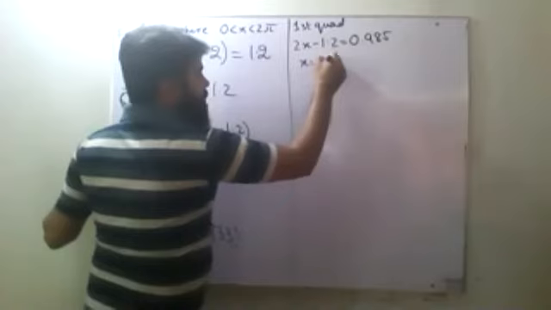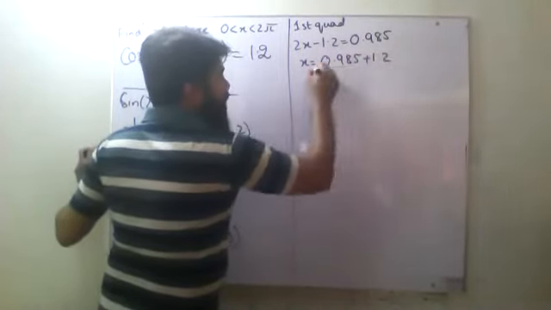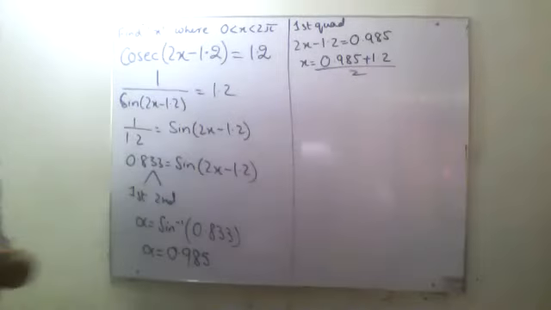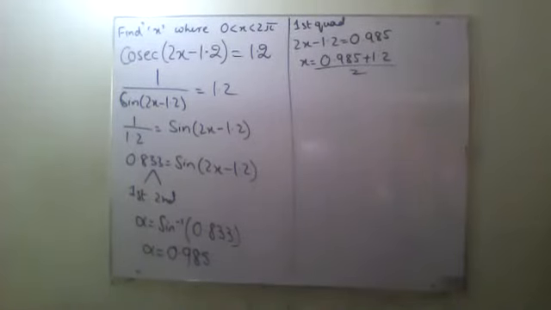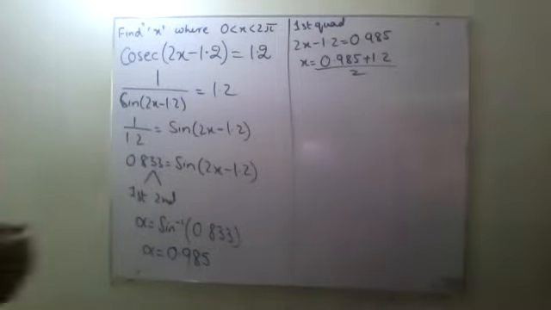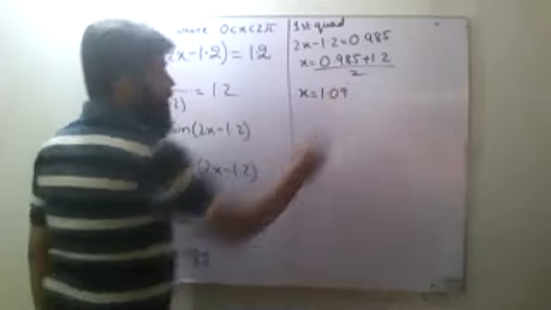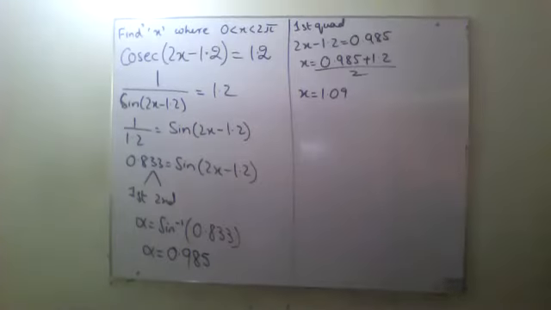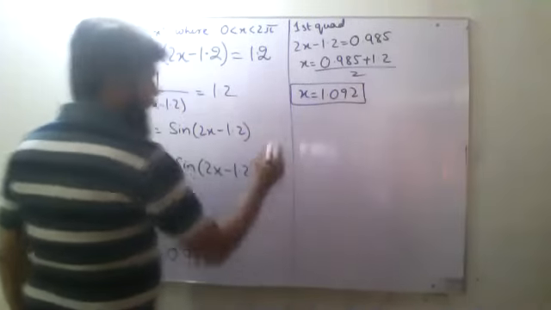So x equals 0.985 plus 1.2 over 2. So plus 1.2 divided by 2, and my final answer is coming x equals 1.092. This is my first value of x which I am getting.